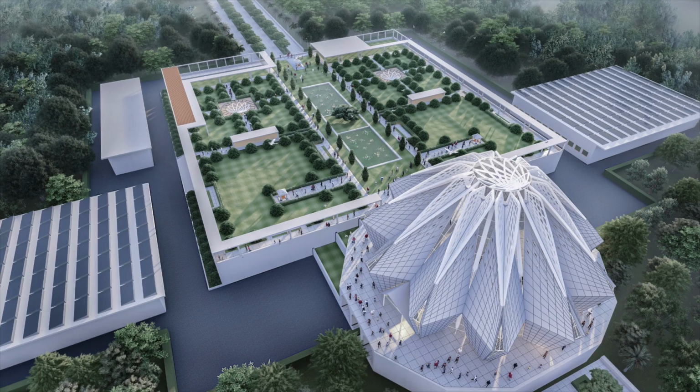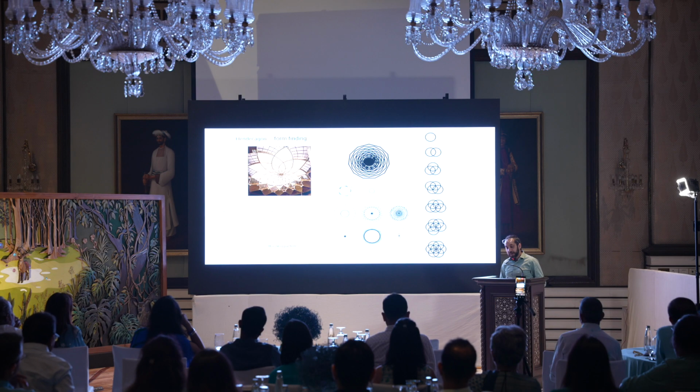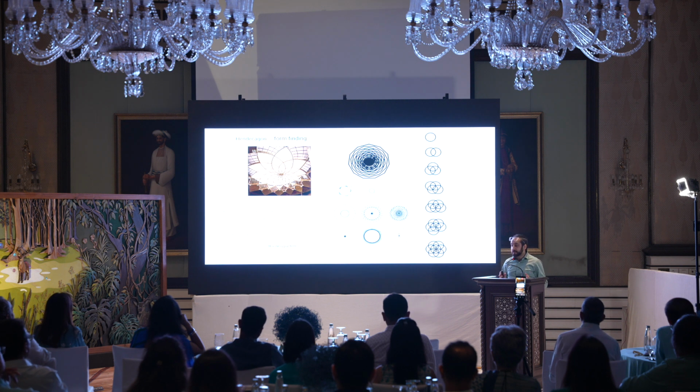This is a temple we're working on in South India, which is based on a hendecagon. A hendecagon is an 11-sided polygon. The whole idea came in because the clients came in with a very strong ideology of numerology, and they wanted everything with the number 11. Somehow the site was also 11.11 acres. I don't know how they managed that, but that's pretty much how it started for us.